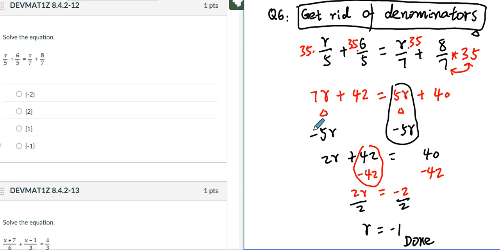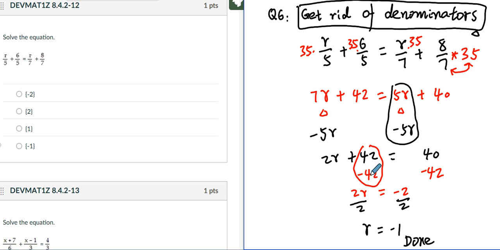Right-hand side, left-hand side. Then we will cancel this positive, negative 5r on the right-hand side, and 40 is left over. We put it right here. Left-hand side is 7 minus 5, so we got 2r. Now, take 42 down here. Then the following step will take care of this 42.